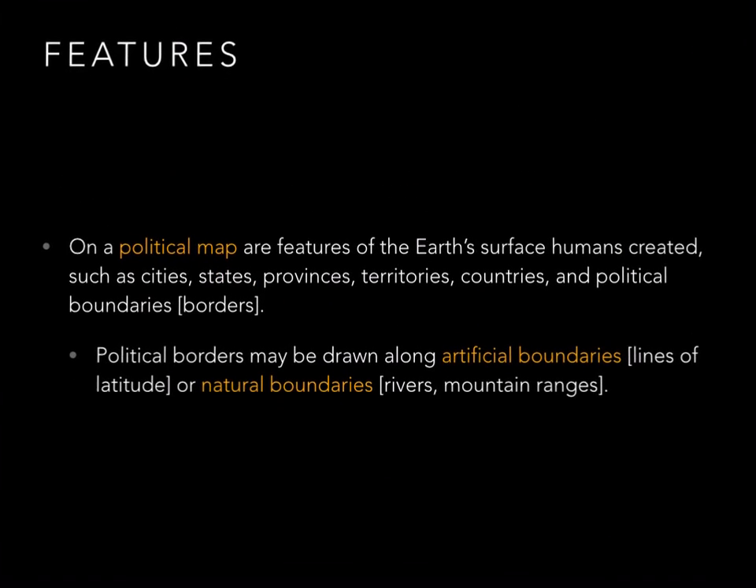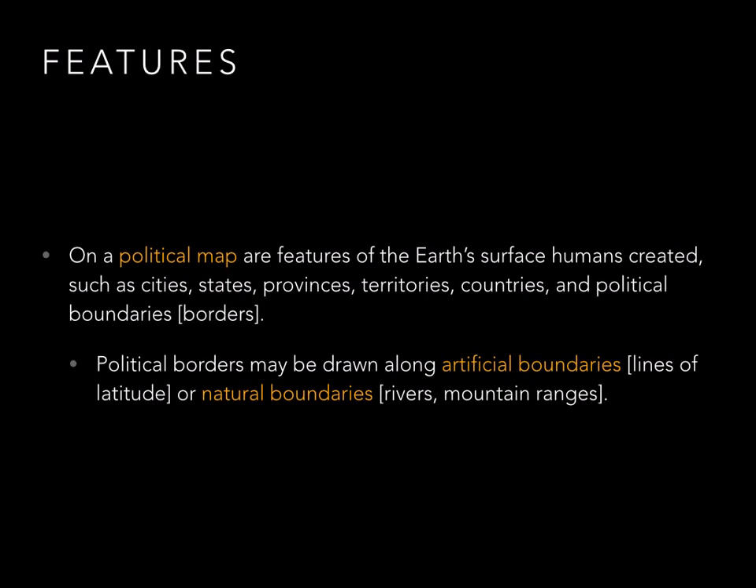Political maps. Features. On a political map, it indicates the features of the Earth's surface that humans created. So on a political map, you find cities, states, provinces, territories, countries, and political boundaries or borders. Political borders can be drawn along artificial boundaries. An artificial boundary would be like a line of latitude.